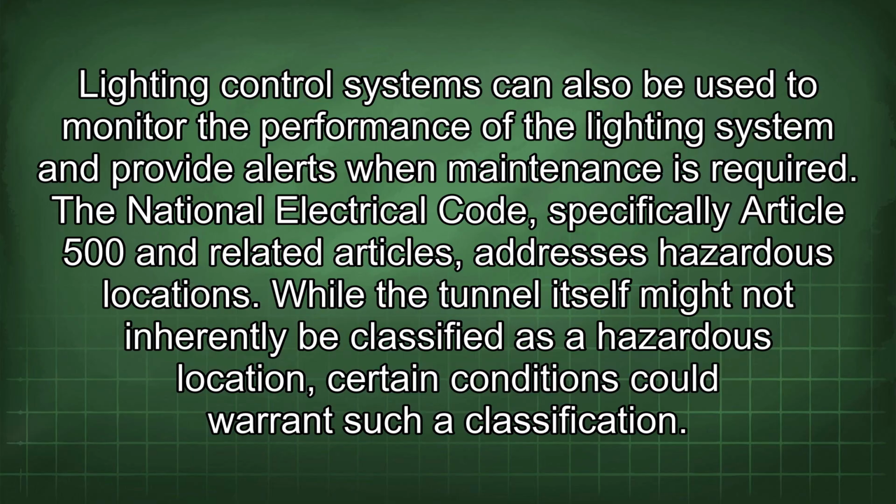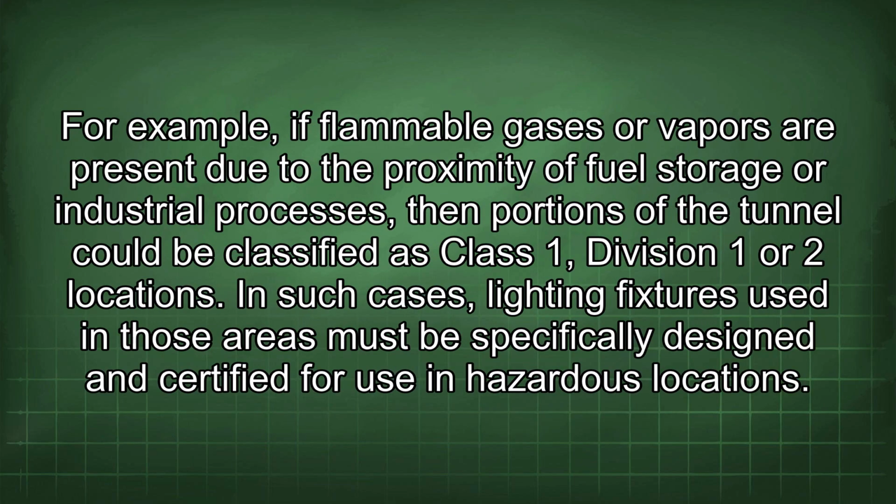The National Electrical Code, specifically Article 500 and related articles, addresses hazardous locations. While the tunnel itself might not inherently be classified as a hazardous location, certain conditions could warrant such a classification. For example, if flammable gases or vapors are present due to the proximity of fuel storage or industrial processes, then portions of the tunnel could be classified as Class 1, Division 1 or 2 locations.